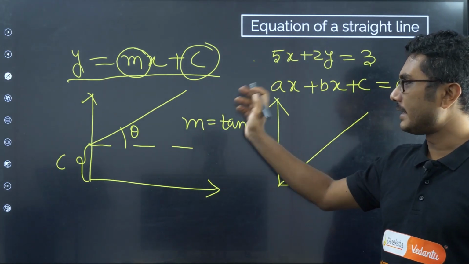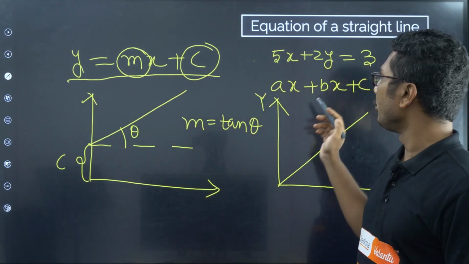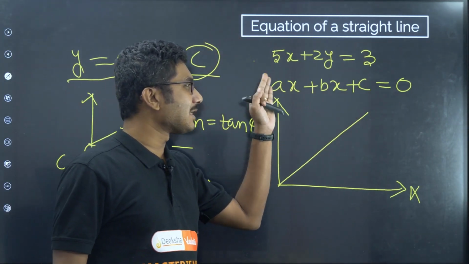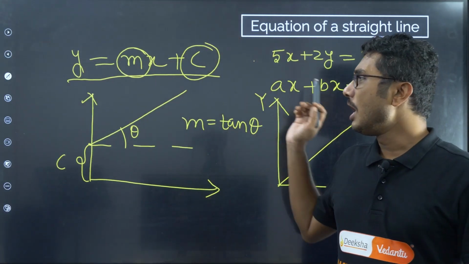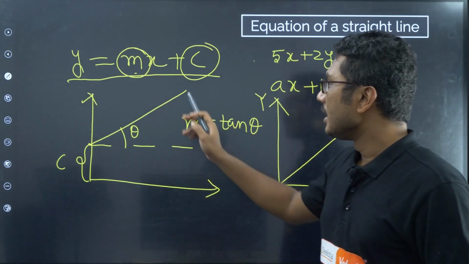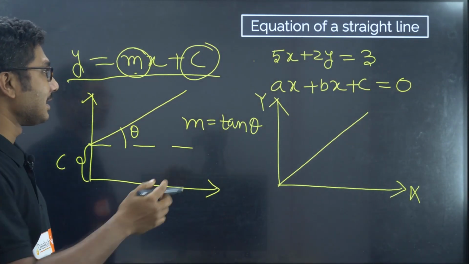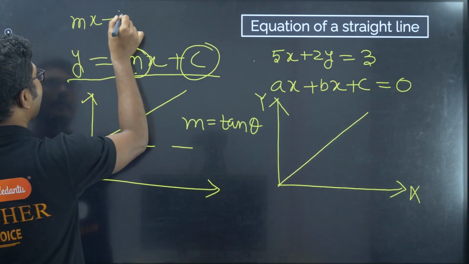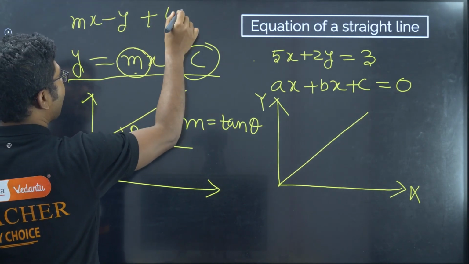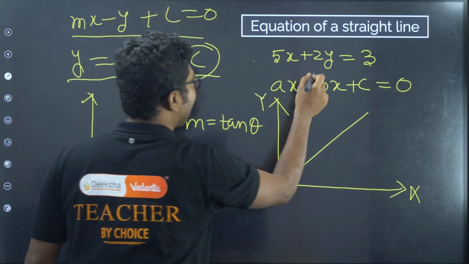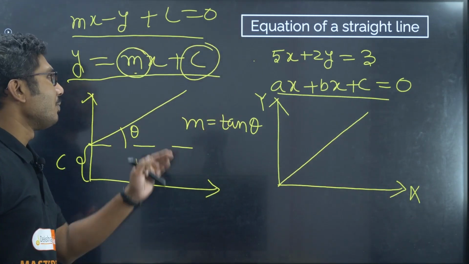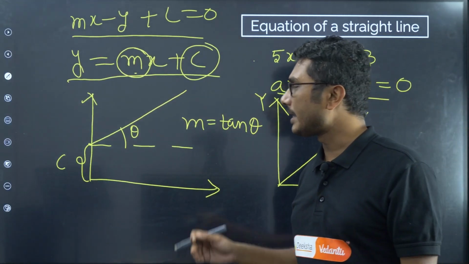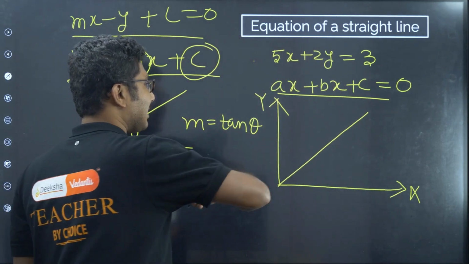I am not interested in all these things right now, but you should know that any equation that you can write in the form of ax plus by plus c equals 0 is a straight line. You can write this as well in the same form. So how can you write it in this form? mx minus y plus c equals 0. So this can be written in this form, right? Basically any equation that can be written in this form is an equation of a straight line, and that can be plotted as a straight line graph.